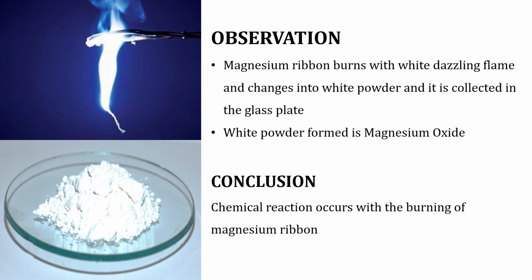Observation. Magnesium ribbon burns with a white dazzling flame and changes into white powder, and it is collected in the glass plate. The white powder formed is magnesium oxide. Conclusion of this activity: a chemical reaction occurs with the burning of magnesium ribbon.